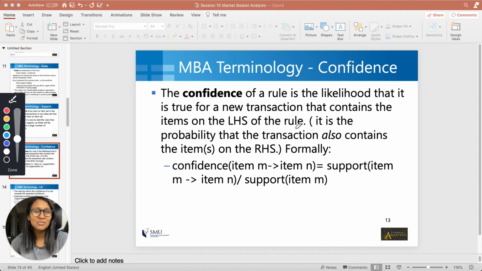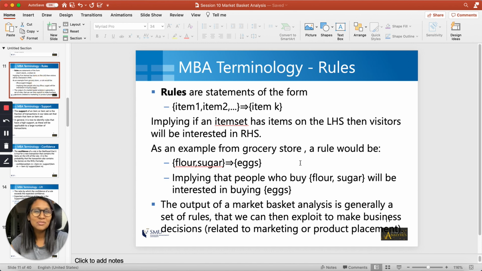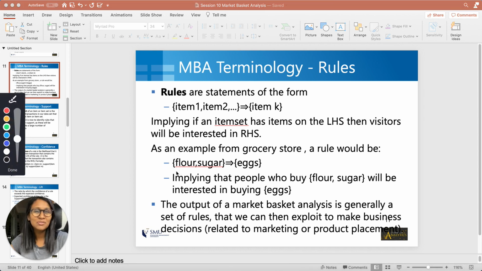So what does this mean? Let's go to the example and understand this. Here I had talked about flour and sugar implies eggs. So what is the meaning of confidence of the rule flour and sugar implies eggs? What we just read is that the confidence of a rule is the likelihood that the rule is true for transactions that contain the left hand side. So what does that mean for this example? It means that if I was to look at the transactions that contain flour and sugar, what is the likelihood of finding eggs in those transactions?